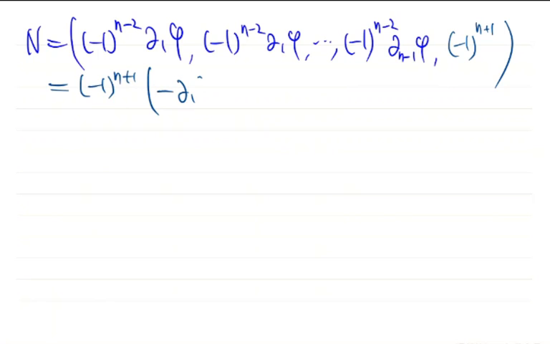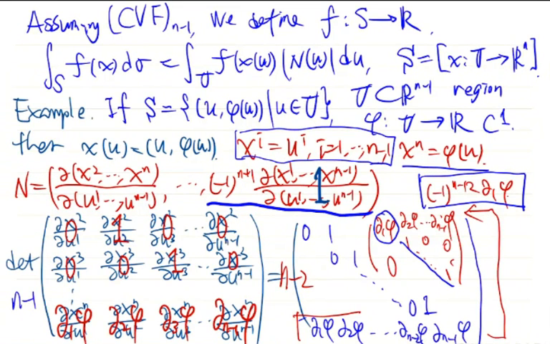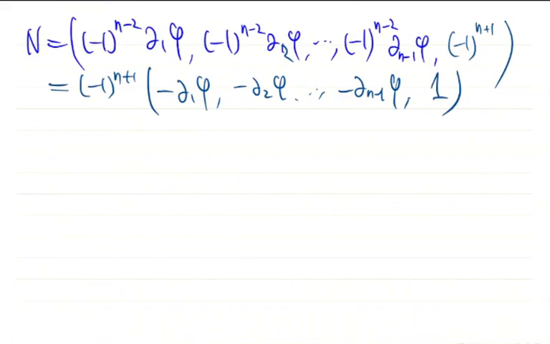Then minus d1 phi, minus d2 phi, and so on, minus d_{n-1} phi, and the last component is 1. So this is our n. That is, when our surface S is the graph of a function, we have computed the normal vector capital N. Therefore, for the surface integral, the norm of n is the square root of 1 plus the gradient of phi squared. This is the norm of this vector n.